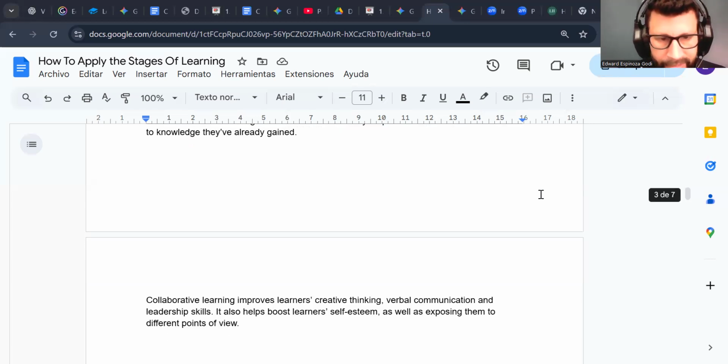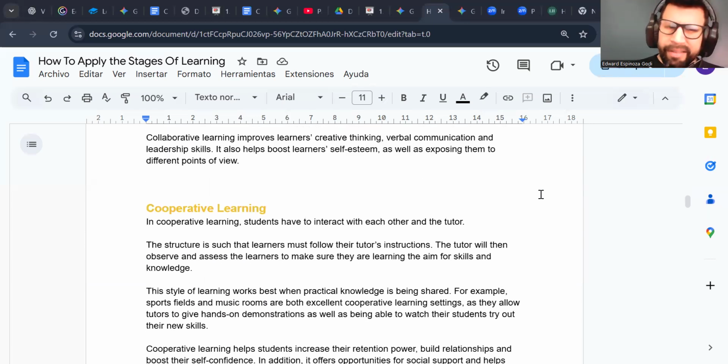Collaborative learning improves learners' creative thinking, which is something that we definitely invoke here at the school, verbal communication, and of course, leadership skills. It also helps boost self-esteem as well as exposing them, yourselves, to different points of view.